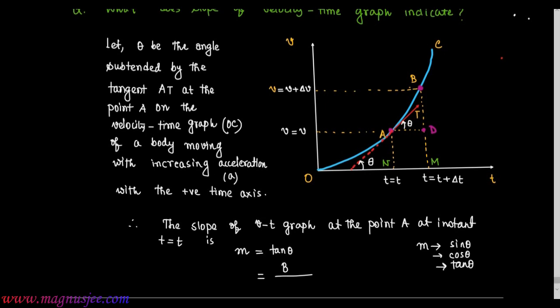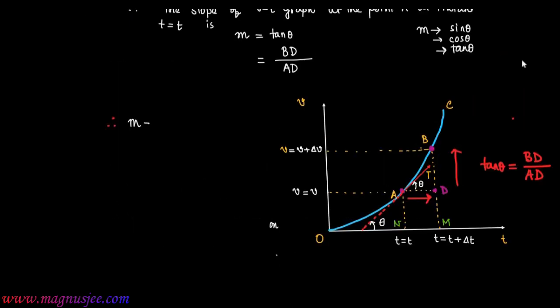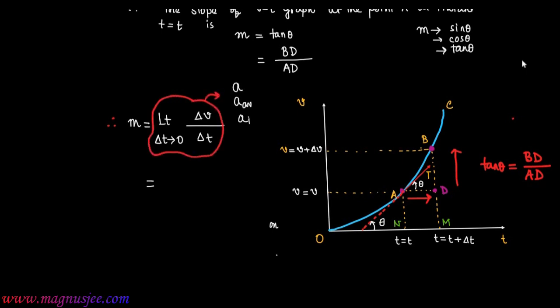And from the right angle triangle BDA, tan theta is perpendicular BD divided by base AD. Therefore, m, which is the slope of the VT graph, will have the expression delta v by delta t. And before that, we should consider the limit delta t tends to 0 of delta v by delta t, and that will be equal to what? Acceleration a, average acceleration a, and instantaneous acceleration a. So obviously the slope m will be equal to the instantaneous acceleration a.